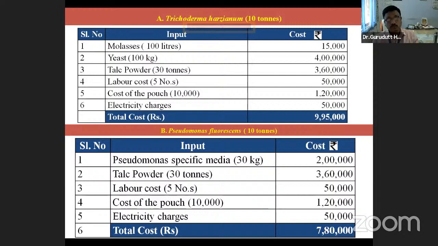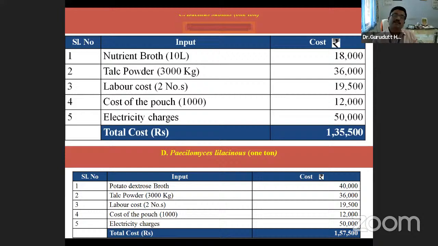Based on the rate and by considering the benefit, we have to fix the price. Since it is a university system, we are not into profit making. It is just cost by cost. We are selling Trichoderma at 130 rupees per kg and Pseudomonas fluorescens at 150 rupees per kg, and Bacillus subtilis is sold at 220 rupees. It is just based on the input cost.